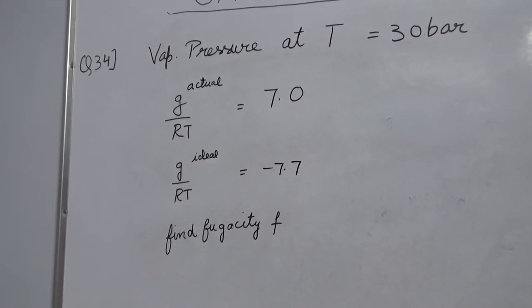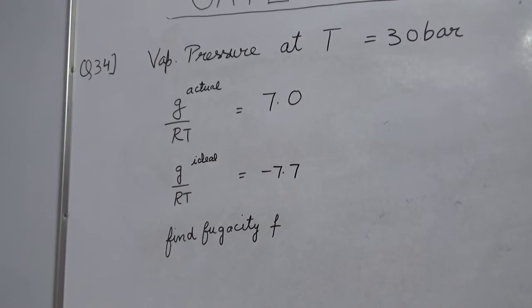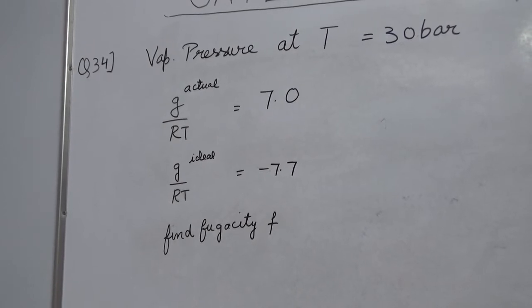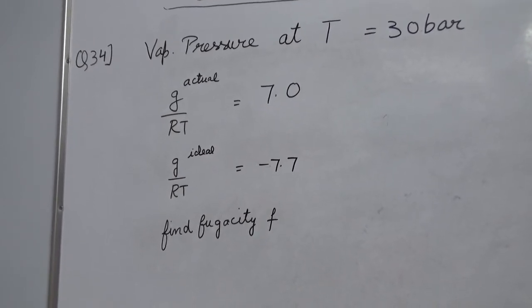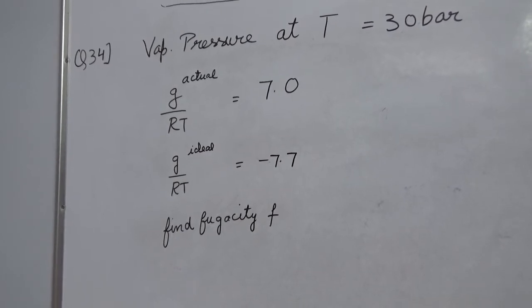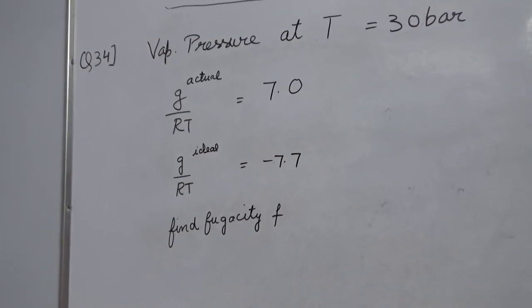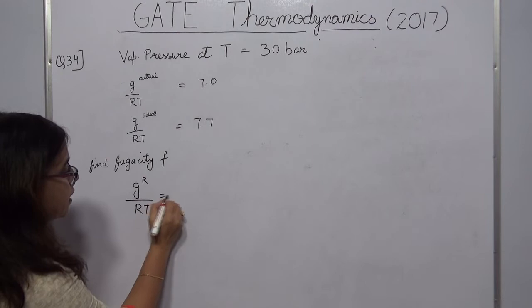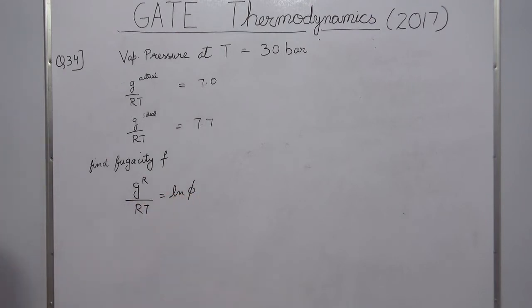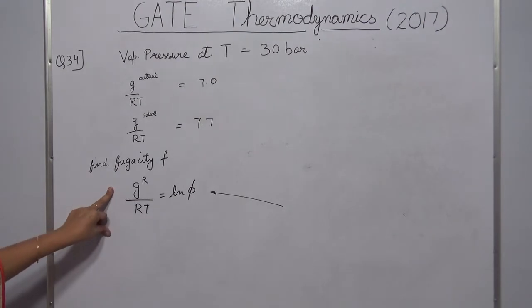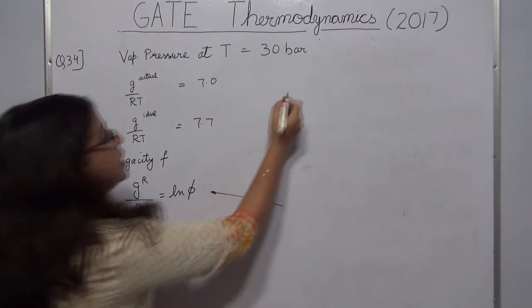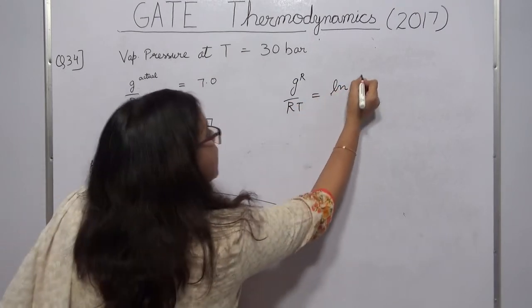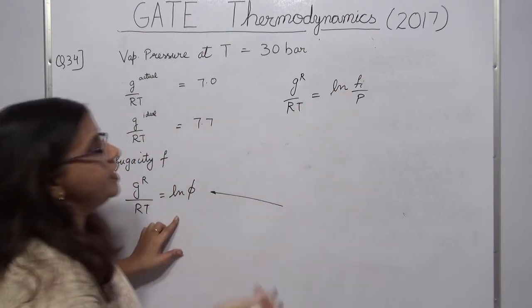Now the fugacity of saturated vapor can be calculated by making use of the residual property, which is nothing but the actual minus the ideal. So actual G by RT minus G by RT of ideal, that is given as GR by RT. You have this equation: GR by RT is equal to ln of phi, where phi is your fugacity coefficient. But this is a simple equation to remember. Now you have GR by RT equal to ln of Fi by P. You have to find Fi, everything else you know.